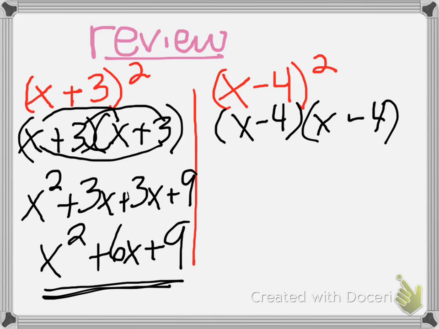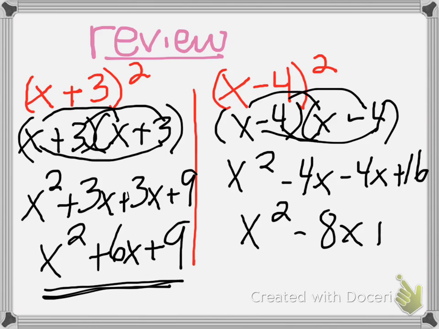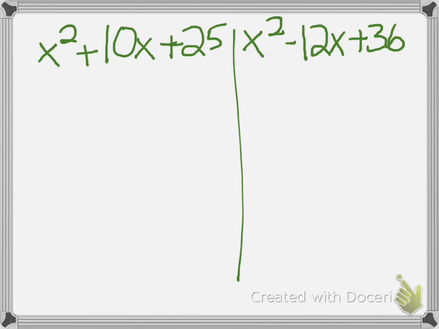That's a subtraction sign. x squared minus 4x minus 4x plus 16. x squared minus 8x plus 16. Now this trinomial, also perfect square trinomial. Okay? So we're ready to go this way.